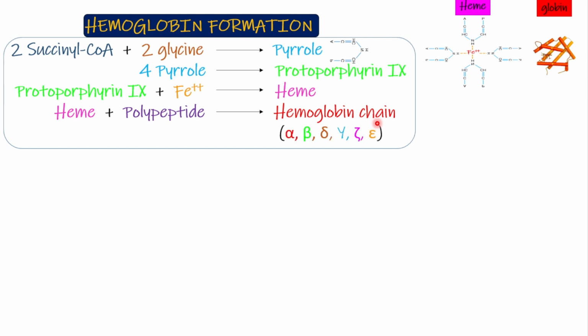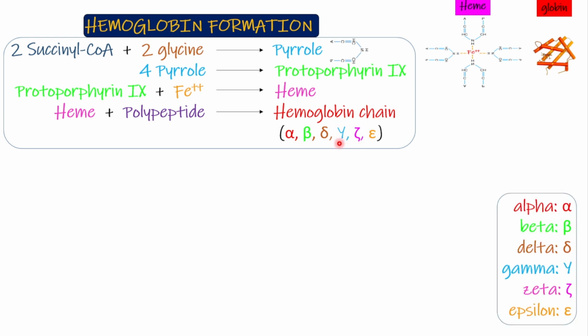Now the hemoglobin chains are of many types. These are alpha, beta, delta, gamma, zeta, and epsilon. So these are different types of hemoglobin chain. Okay, now this is a hemoglobin chain.